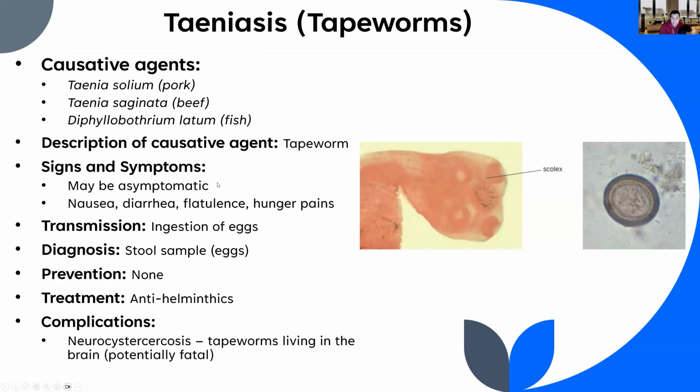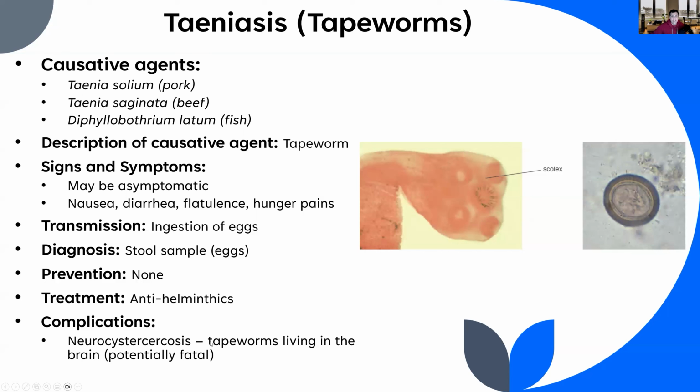So these can be asymptomatic. Tapeworm infections can be asymptomatic. If you do notice it, nausea, diarrhea, flatulence, and hunger pains are often associated with that. Quite often, the first time people recognize that they're infected with a tapeworm is when it comes out. Basically, they go to the bathroom and they realize they've just passed a very large tapeworm. If you suspect you have a tapeworm, you can go to the doctor. The diagnosis is looking for the eggs in the person's stool sample. There's no prevention for it. Treatment is with antihelminthics.